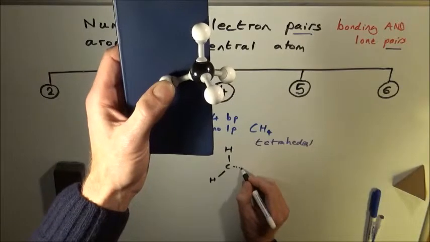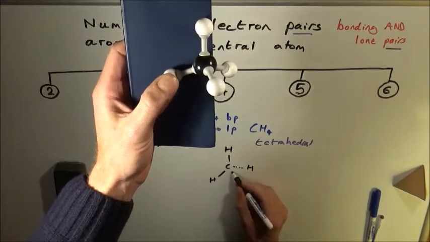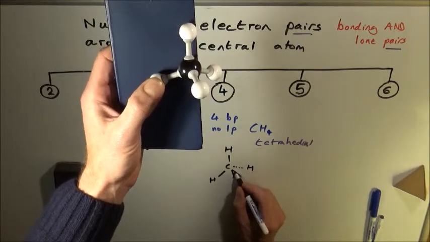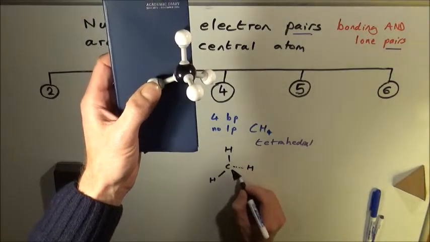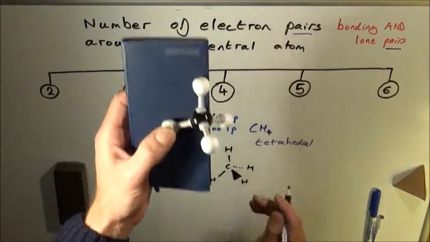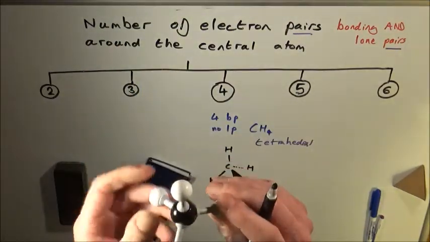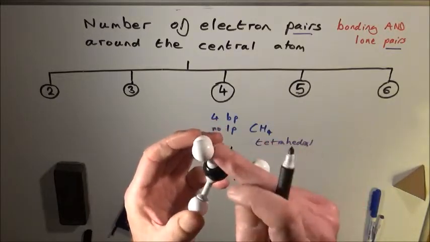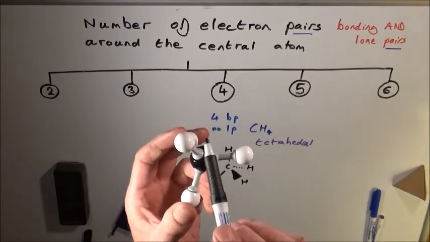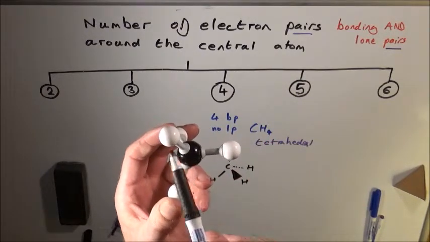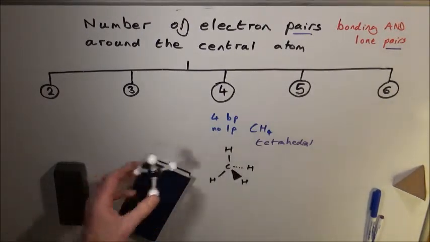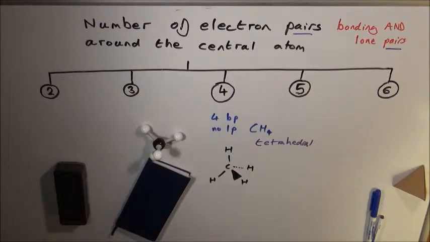So the one that goes behind the paper is the dotted line, and the one that comes out towards us is shown by one of these wedges. And while I've got this up here, you can see what the bond angles are. Those bond angles are 109 degrees, so it's the bond angle between this carbon and this hydrogen and the carbon and this hydrogen. That's 109.5 degrees. I'll write that down.